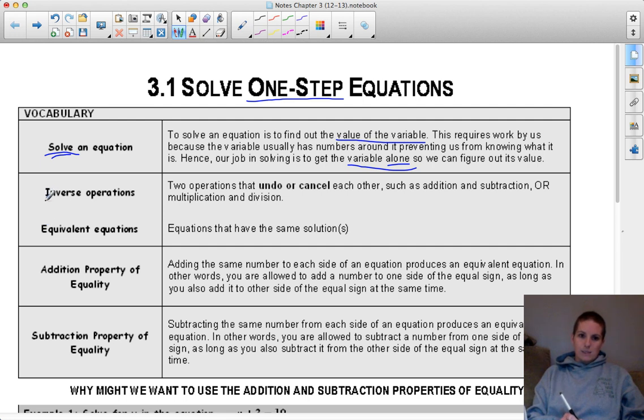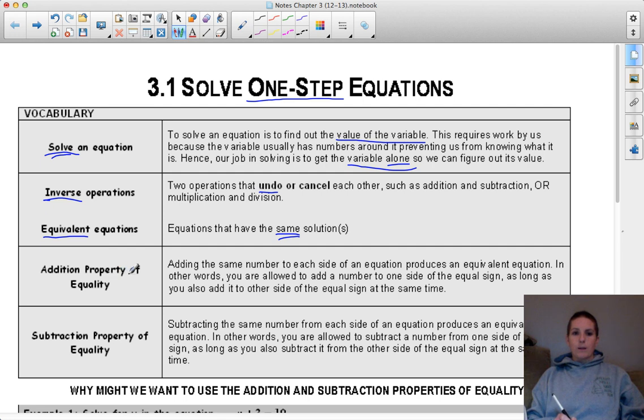Now, we're coming back to some Chapter 2 topics here, this idea of being an inverse. Inverse operations are the ones that undo one another: addition and subtraction, multiplication and division. So, that idea of undoing. Equivalent equations. This word equivalent we're going to come across an awful lot over the next year or so. When we see equivalent, we should always be thinking that they are the same. That word equivalent is the same. So equivalent equations are equations that have the same solutions.